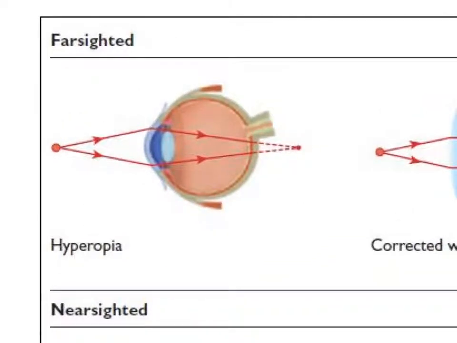So the first type of problem with seeing is called hyperopia. And hyperopia simply means farsightedness. How many of you have hyperopia? What does that mean? It means farsighted. What does farsighted mean? It means I see better far away.